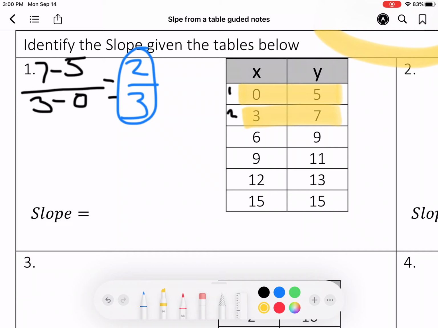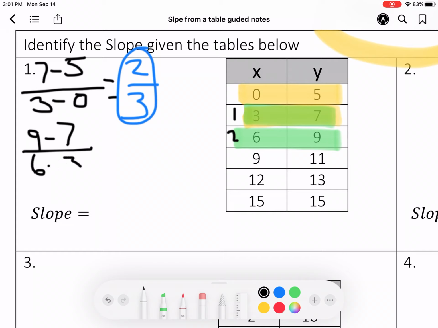So let's find two other points. I'm going to change my colors here. Let's take these 2 points, 3, 7, and 6, 9. I'll take away my 1 and 2 and rewrite those. Sorry, I went the wrong way. Let me redo that, my fault. It should be 9 minus 7 over 6 minus 3. Does that give us the same thing? 9 minus 7 is 2, 6 minus 3 is 3, and yes, I get the same thing.